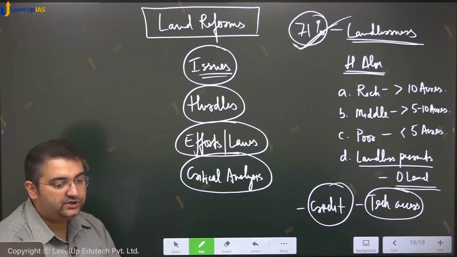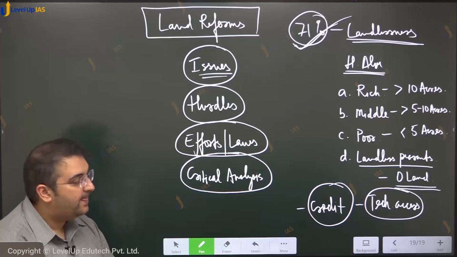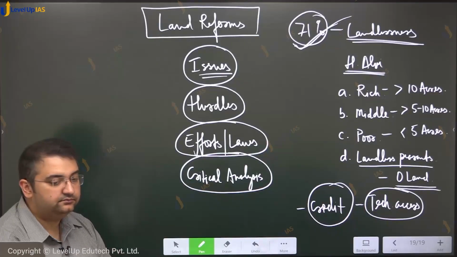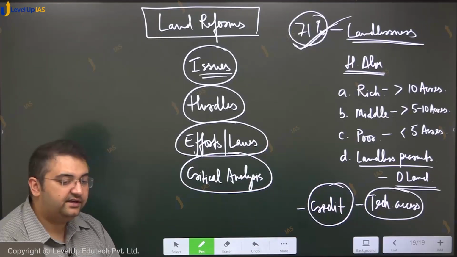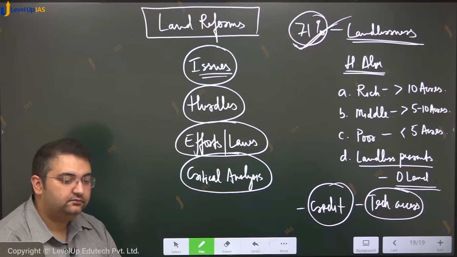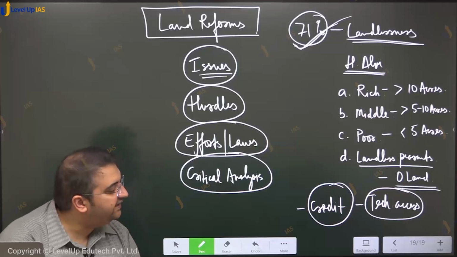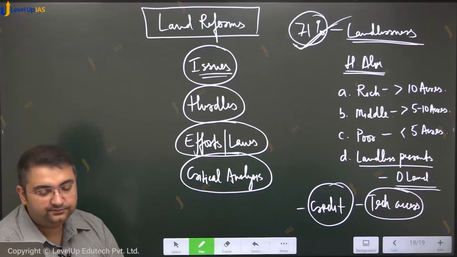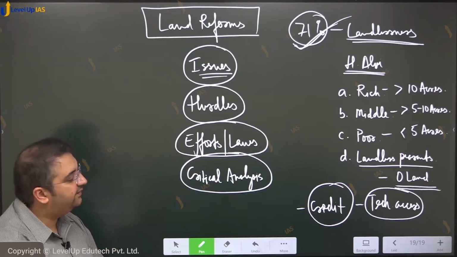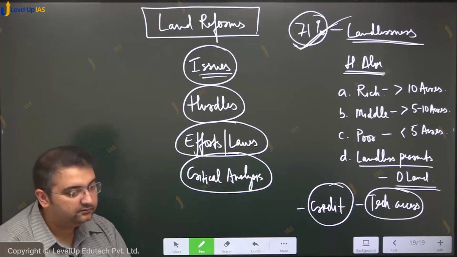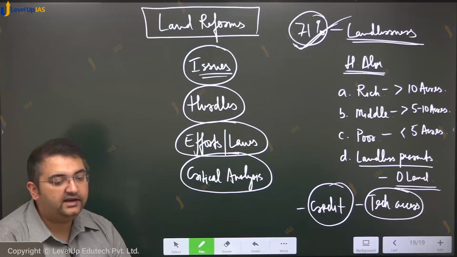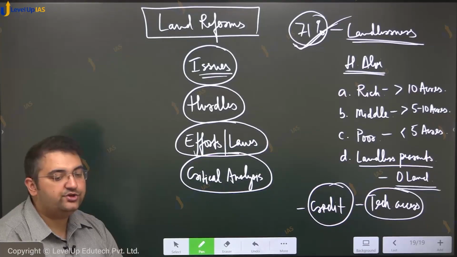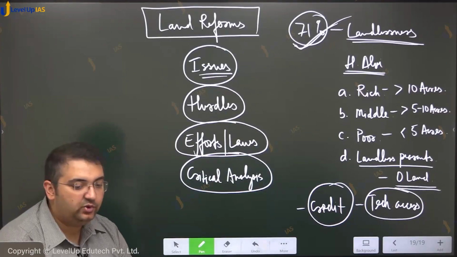Okay? So this was one issue, landlessness. All right. Next, number 2, credit facility. A 1954 RBI survey concluded that only 7% of Indian farmers had access to institutional credit.